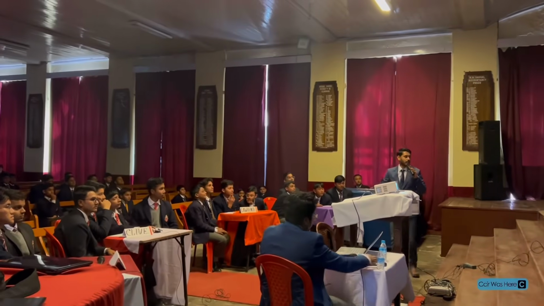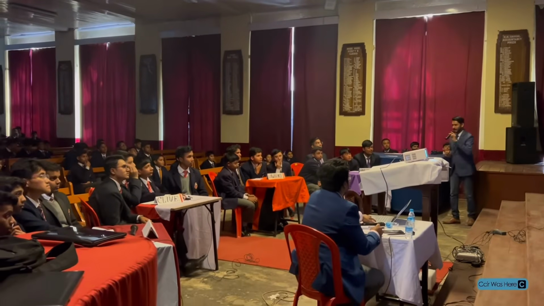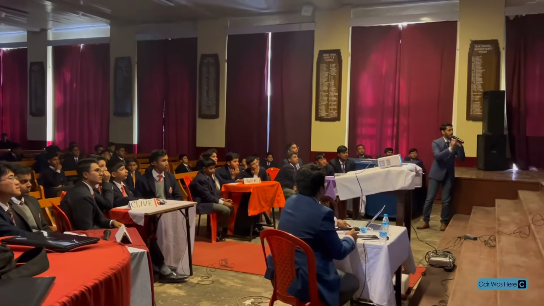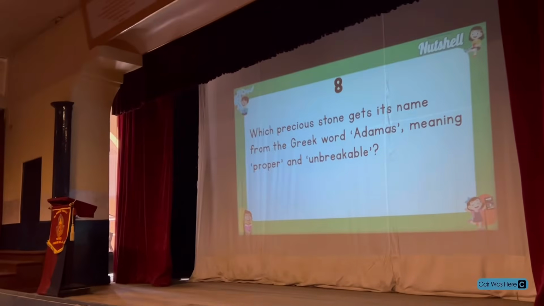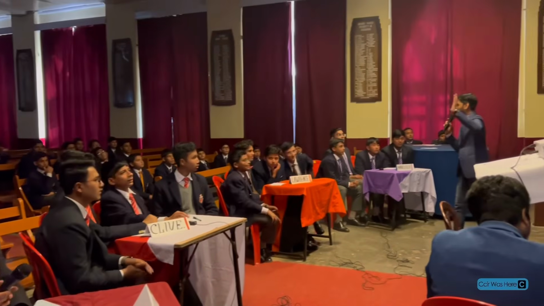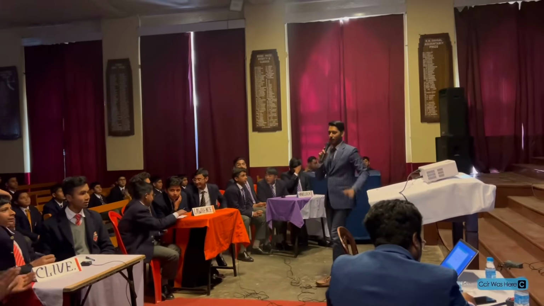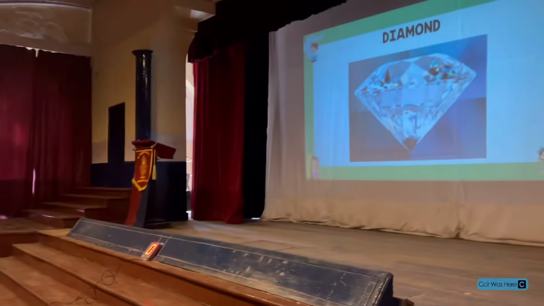Let's reset the buzzer and go on to the last question of today's quiz. On the screen. Which precious stone gets its name from the Greek word Artemis? Yes, Hastings. Diamond. On the microphone. Diamond. Diamond is absolutely correct. Another 10 points to Hastings. This is diamond. It means proper or unbreakable.